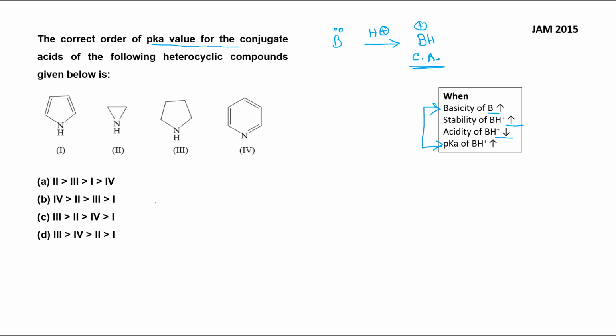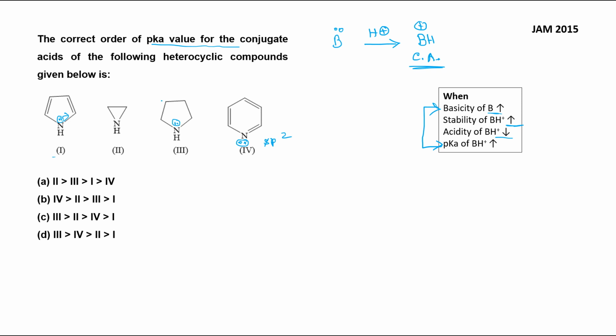Now, maximum basicity you can expect in which case? Now in these two, the lone pair is present in sp2. It is also in sp2 in case of 1, because there is some resonance going on. So in 1 and 4, the lone pair availability is comparatively less. Now among them, 2 and 3 will be more basic, okay? That is the lone pair availability.